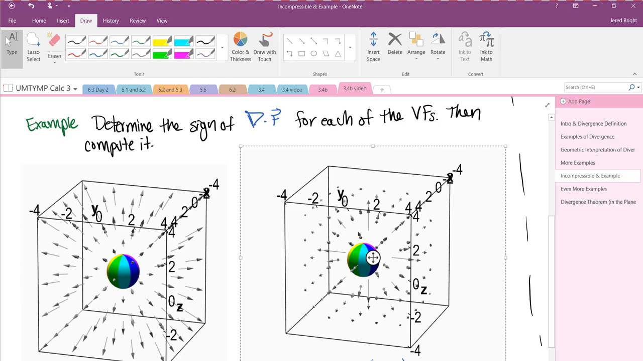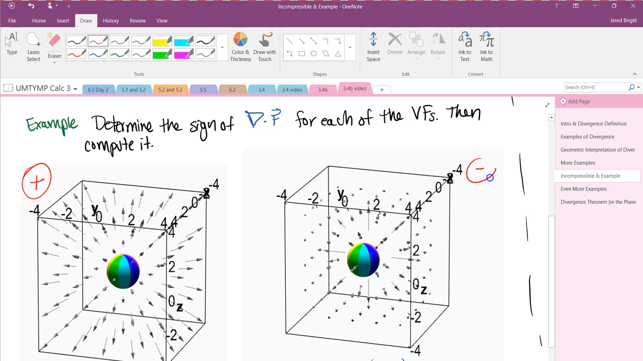Maybe what we're thinking for this first one is, it seems like at any point that we pick, it's always expanding outward, flowing out quicker than it's flowing in, so I'm thinking that this is positive. And then in the second case, if I look at any point in space and take a little ball in the space, it would seem that the flow in is greater than the flow out, so I'm thinking that this is negative.